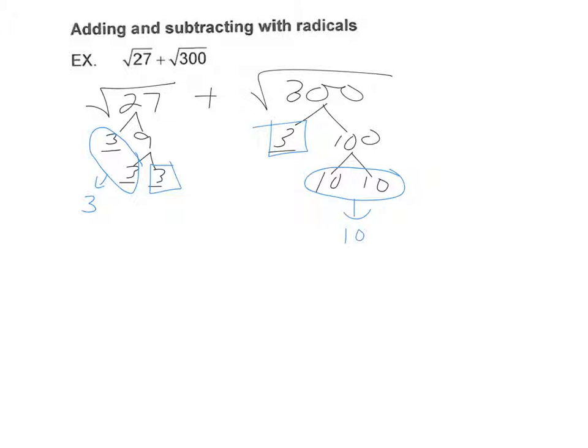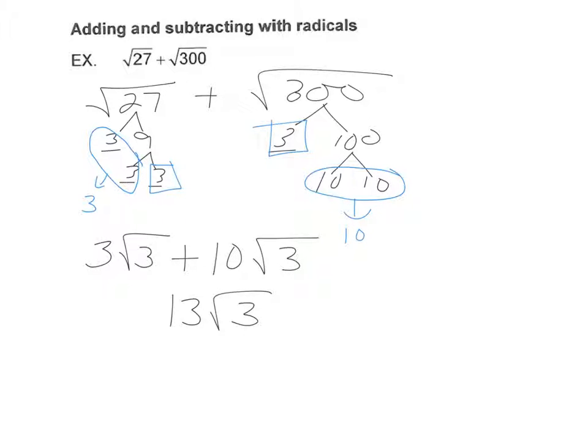So we end up with, in the first one, a 3 is out, and then a 3 stays home. On the other one, a 10 is out, and a 3 stays home. Now they're the same. They're both square root 3, and you can add the outside numbers. 3 plus 10 is 13, square root 3.